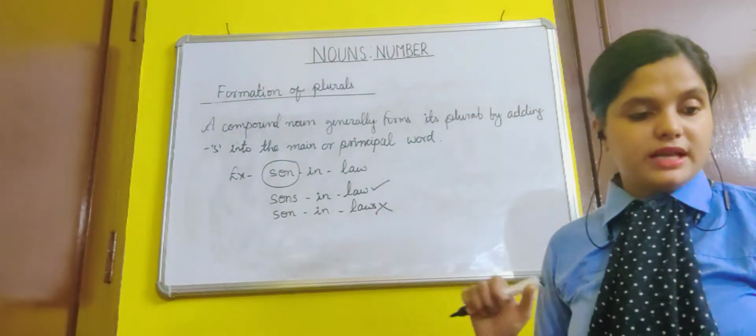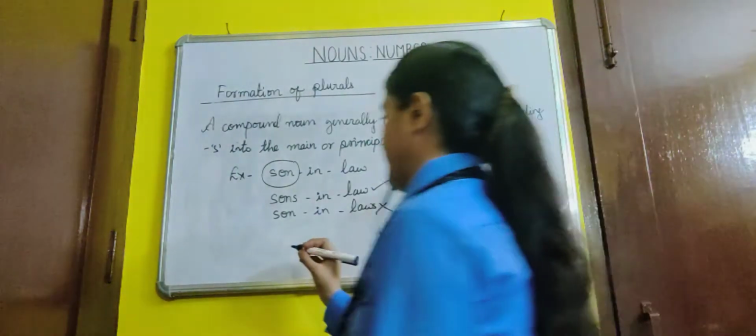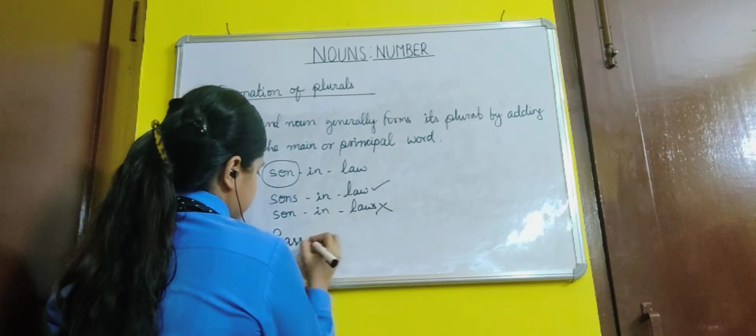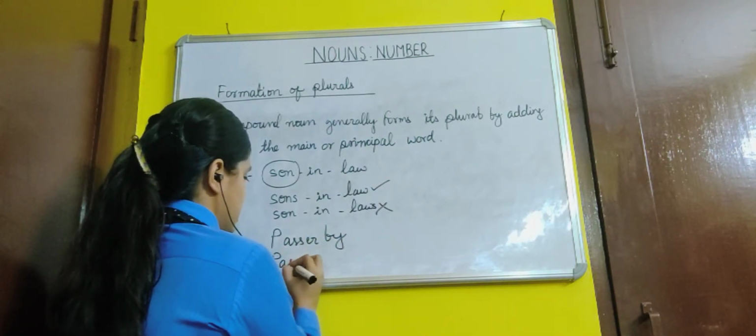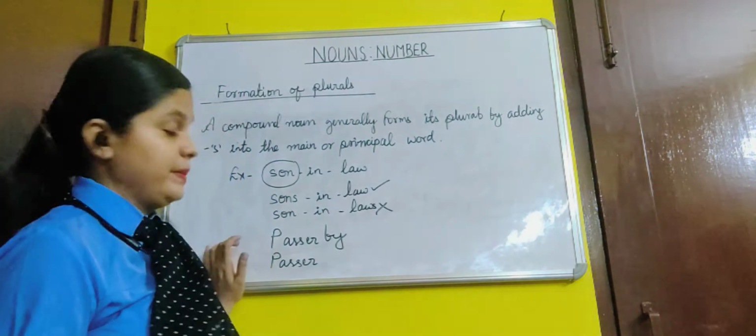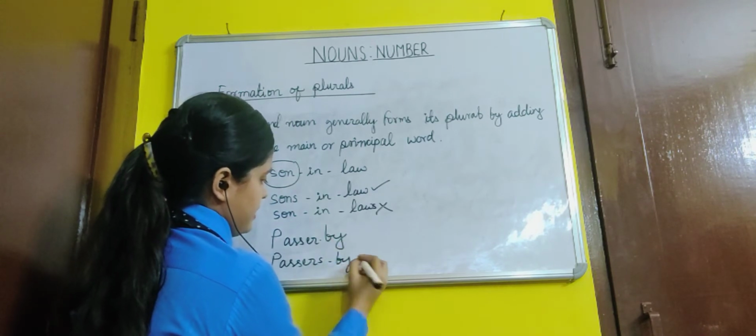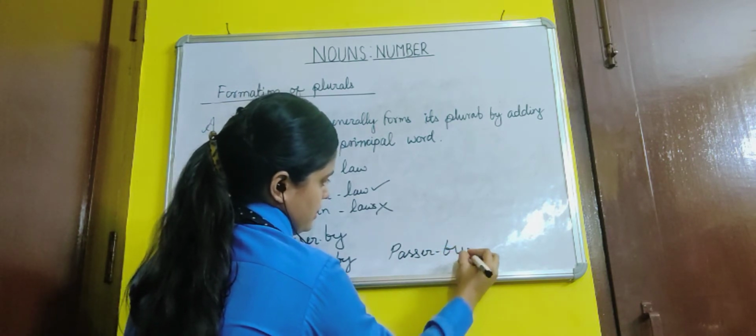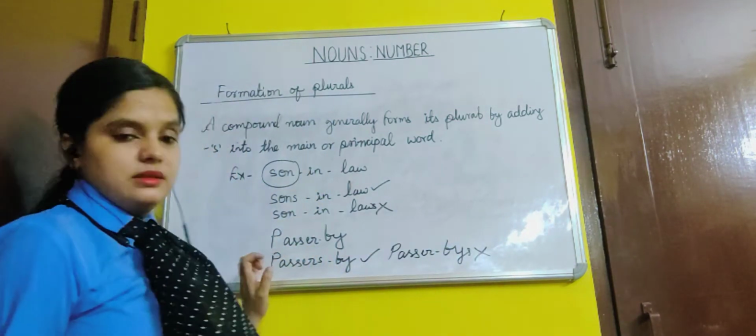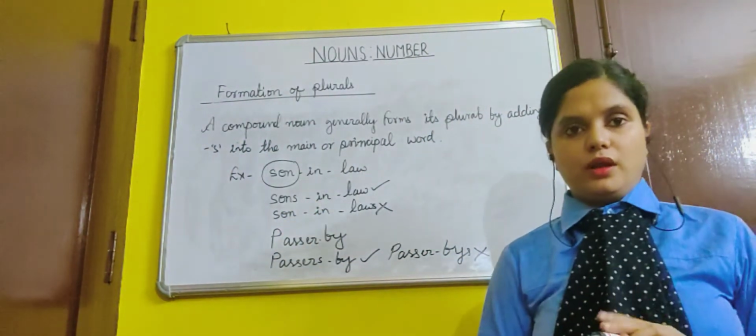Just take one more example. Like passerby. Okay? Passerby. So what will we do? We will just put the s into the main word, that is passer, passers-by. It will not be passerbys. That will be wrong. Passers-by. Hope you all are understanding.